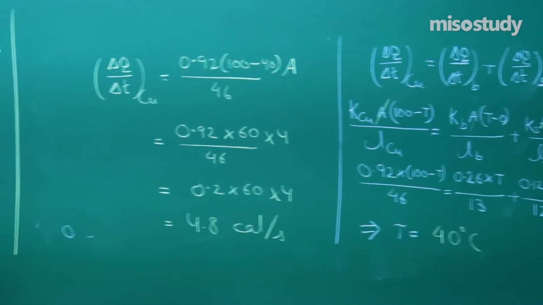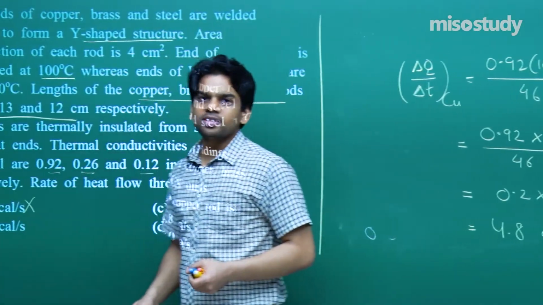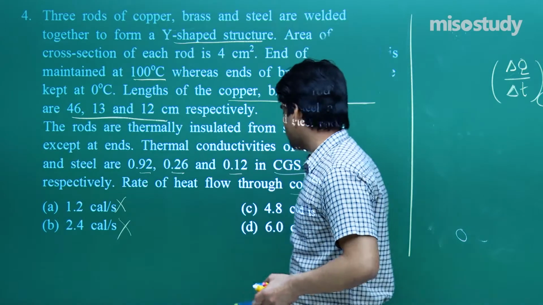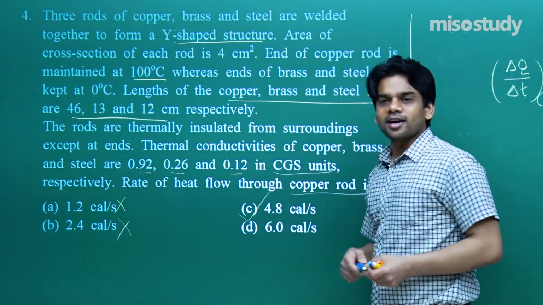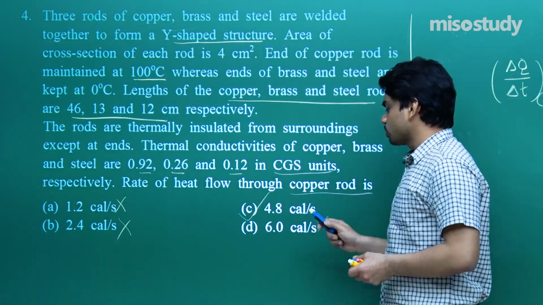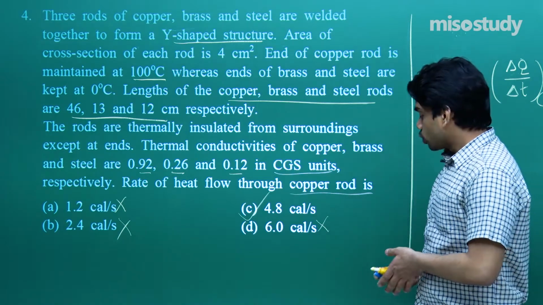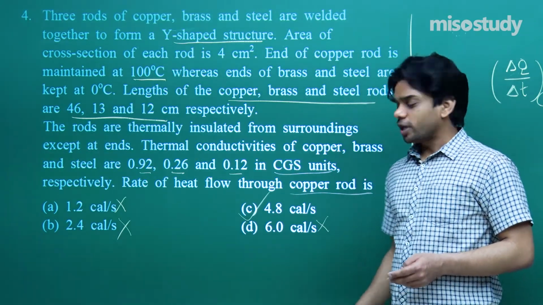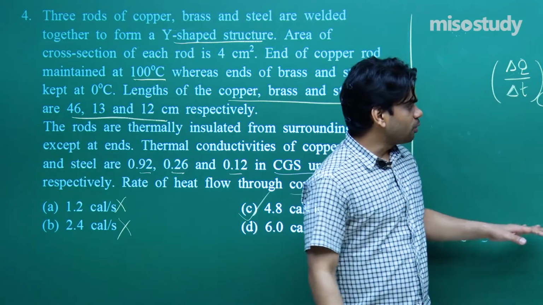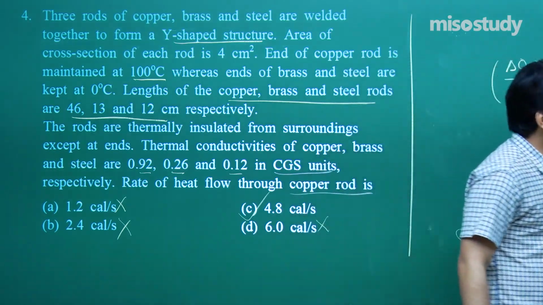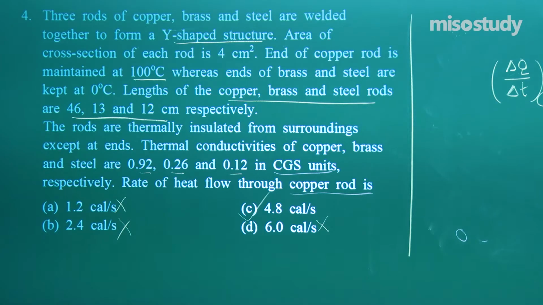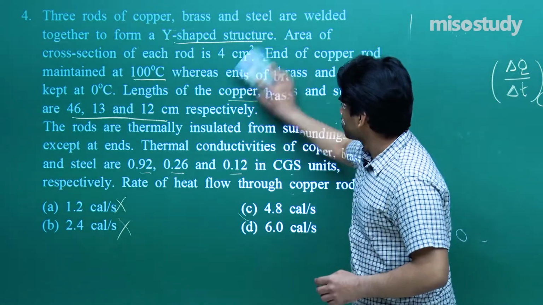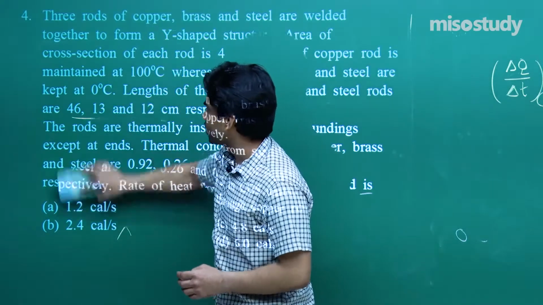Option A, 1.2. If you miss the area, you're going to miss the right answer, you're going to mark 1.2, that is incorrect. B, 2.4 is incorrect. C, 4.8 is the correct response. D is 6 calorie per second, that is incorrect. I believe you would have taken note of this. Before starting the next question, let me wipe the board. Take note of this entire question and I wish you understood how to solve it. It's a good question, not too tough, but you should have an idea.